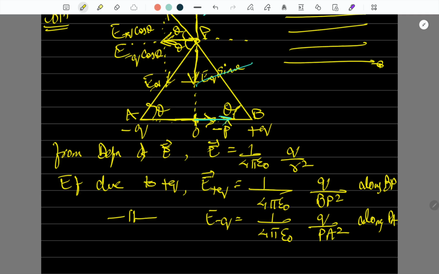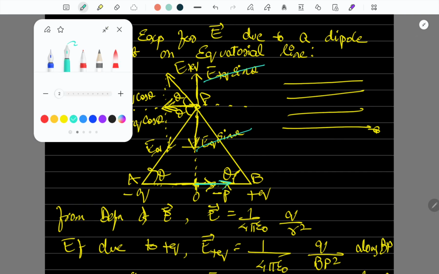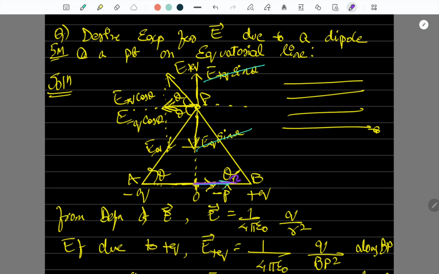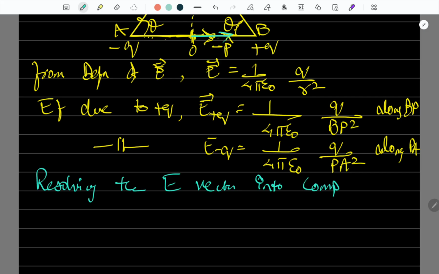Now, after resolving, let us observe the figure. What is happening after resolving? The direction of the vector P is p cap this way. E plus q and E minus q cos theta components go in this direction, while the upper and lower components cancel, so the resultant is these two only, isn't it? So with this we can write the next step. We can write: resolving the electric field vectors into components.